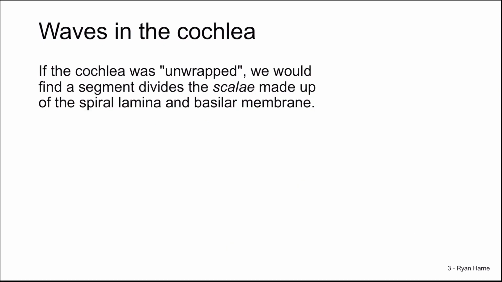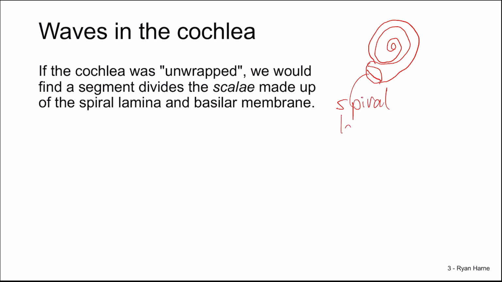If the cochlea was unwrapped, we would find that a segment divides the scala between that of the spiral lamina and the basilar membrane. So we had before our cochlea in a shape with a coiled structure. And at the beginning of the oval window, we found that there is a membrane that separates everything. Part of it's called the spiral lamina, and the other part is called the basilar membrane. These are separated.